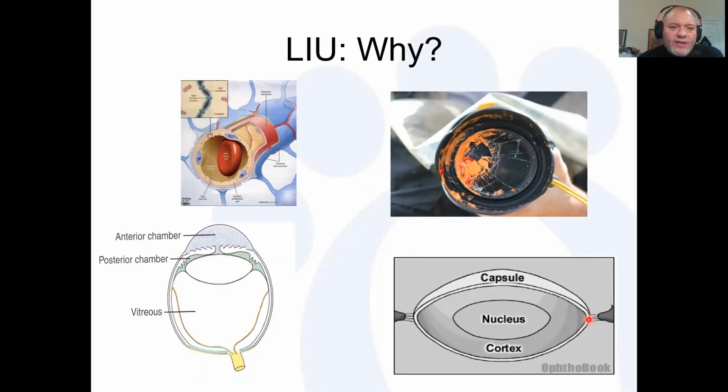We mentioned before that really the key to uveitis will always be this breakdown of immune privilege, and that the immune privilege is maintained between the eye and the rest of the body by the blood-ocular barrier, which is a vascular function.